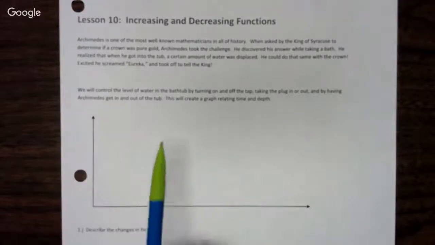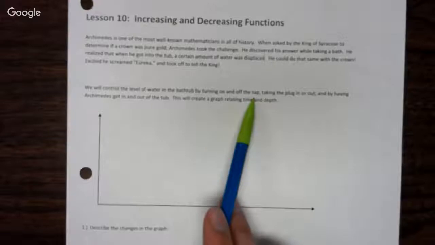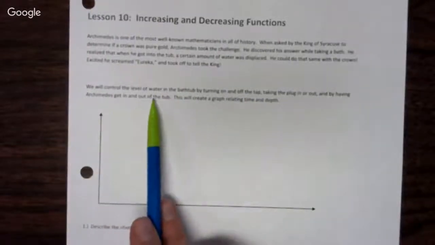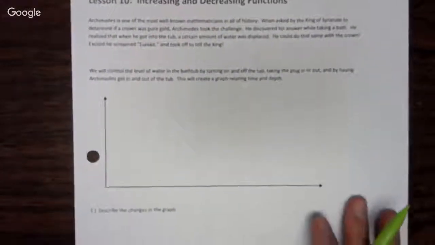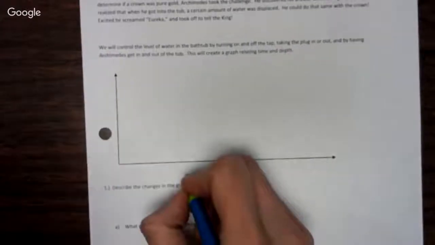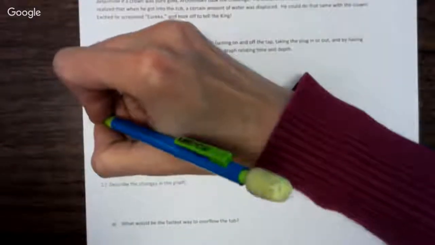So we are going to control the level of water in the bathtub by turning on and off the tap, taking the plug in or out, and having Archimedes get in and out of the tub. This will create a graph relating time and depth. So we're going to label the bottom axis as time. That's how much time is passing. And we're going to label this one as depth. This is the depth of the water.